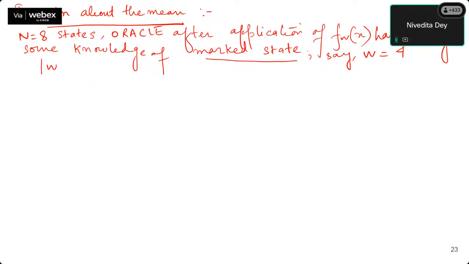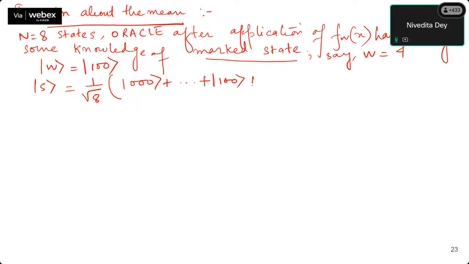So what are the quick notes? W is 100, and my s is of course all the states, the superposed one, that is 1 over root of 8, then 0002, 100 will be there, and then it will be 111. These are all the 8 states, and probabilistic amplitudes of each of the state.